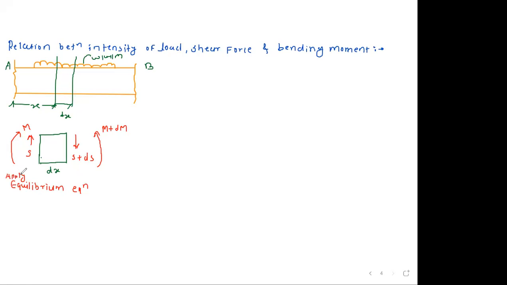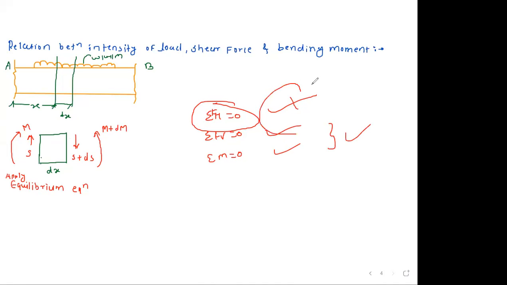Apply equilibrium equations. There are a total of 3 equations: summation of H equal to 0, summation of FV equal to 0, and summation of moment equal to 0. If horizontal forces are there, then we will consider them. Otherwise, we will consider these 2 equations, vertical forces and moment. So here vertical forces and moments are there, so we will consider only these 2 equations. We will ignore this equation because in this case there is no horizontal force.